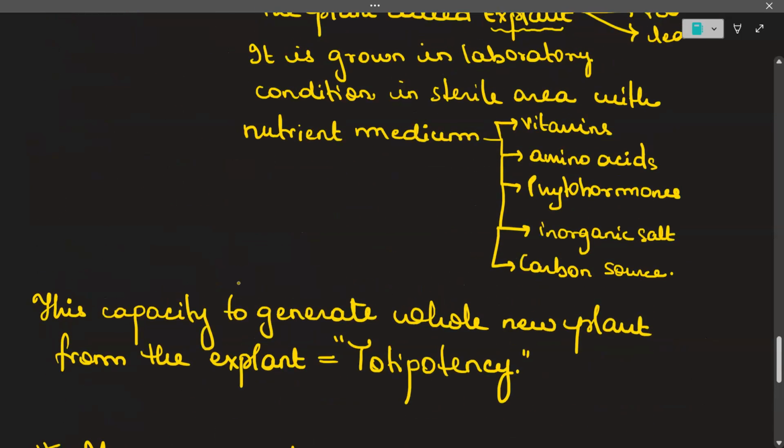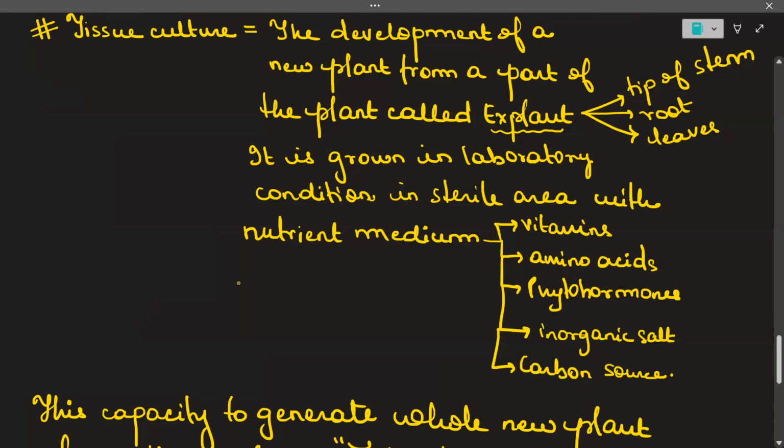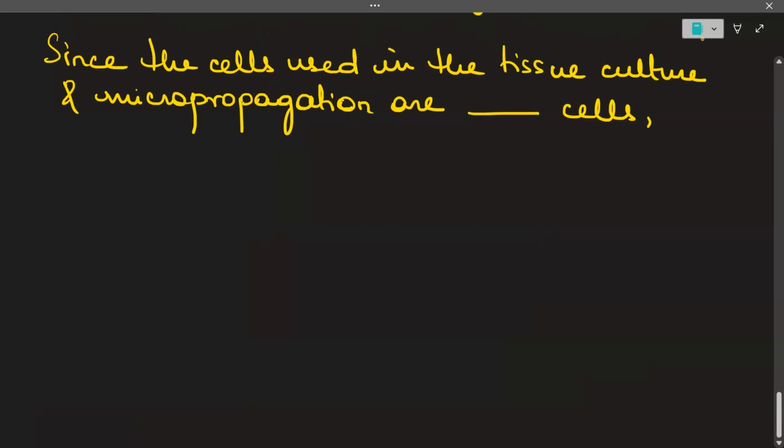Now, first you have to understand the difference between somatic cells and germ cells, right? Somatic cells are the body cells. Now, if you can see here, I have written tip of the stem, roots, leaves. These are somatic parts of the plant. If I had written ovule and pollen grain, then that would have been germ cells. But these are somatic cells. So the cells that are used in tissue culture are somatic cells.